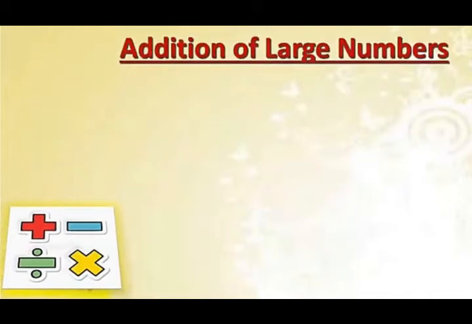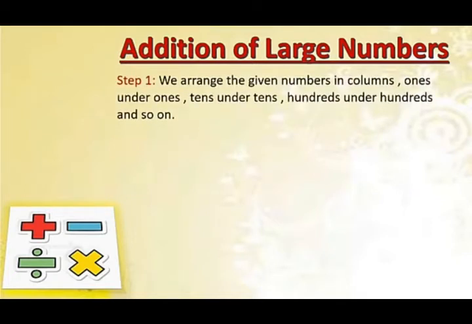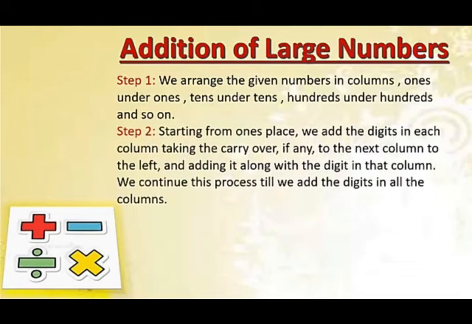Addition of large numbers. In class 4, we have already learned the addition of two or more numbers by arranging them in vertical column. Let us practice it with large numbers. Step 1. We arrange the given numbers in column, ones under ones, tens under tens, hundreds under hundreds and so on. Step 2. Starting from ones place, we add the digits in each column, taking the carryover, if any, to the next column to the left and adding it along with the digit in that column. We continue this process till we add the digits in all the columns.